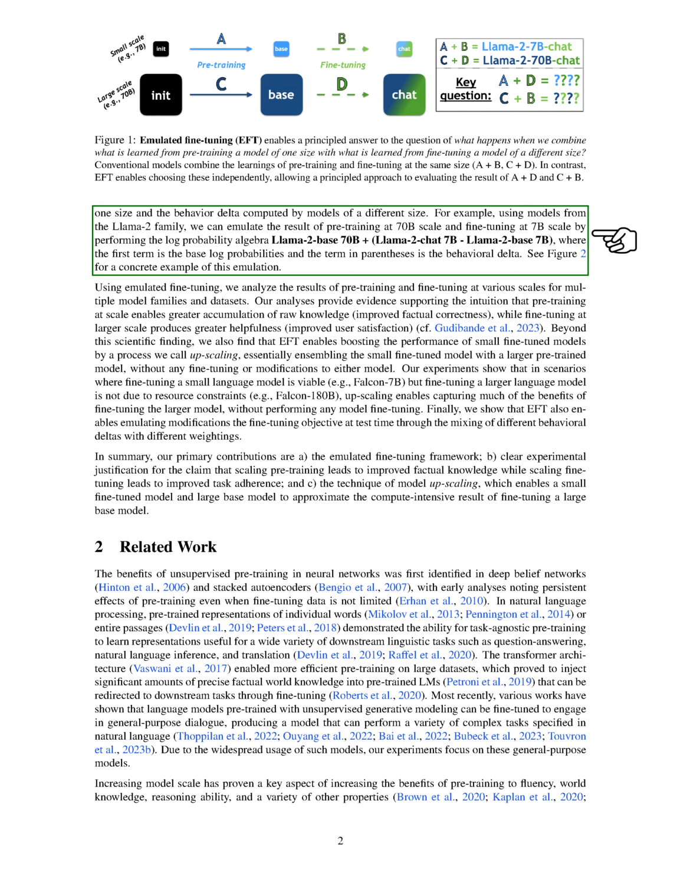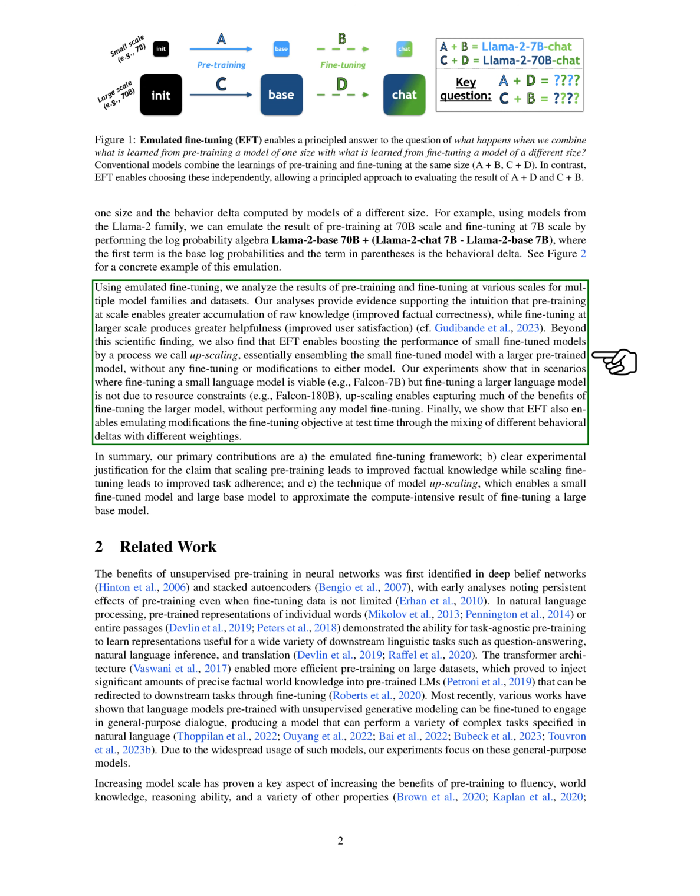For example, using models from the Llama 2 family, we can emulate the result of pre-training at a 70 billion scale and fine-tuning at a 7 billion scale. We do this by performing the log probability algebra: Llama 2 base 70 billion plus the difference between Llama 2 chat 7 billion and Llama 2 base 7 billion. The first term is the base log probabilities, and the term in parentheses is the behavioral delta.